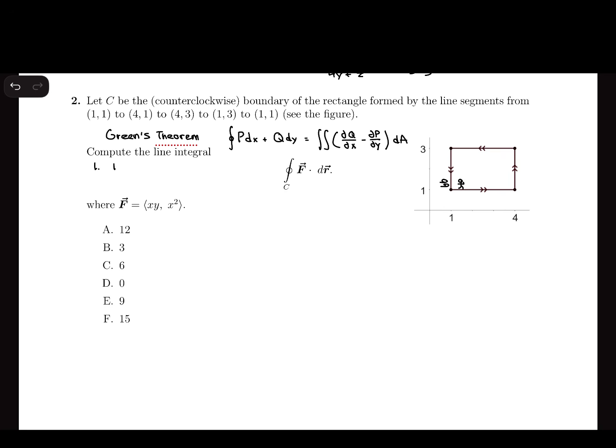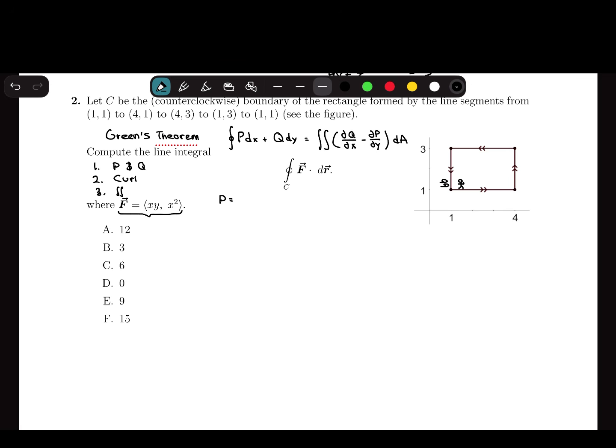The first thing to do is to identify P and Q. The second step is to check the curl, and the third step is to solve the double integral. So let's get on to step 1. In this case, if we look at our vector right here, P is going to be this xy, and Q is going to be x squared. So let's write that out. P is xy, Q is x squared.